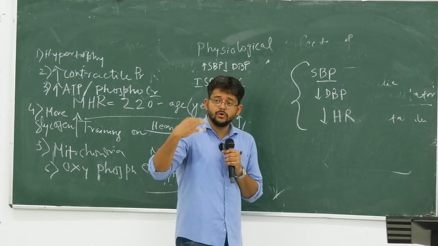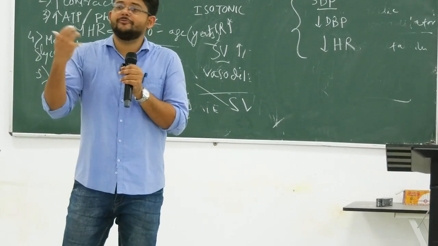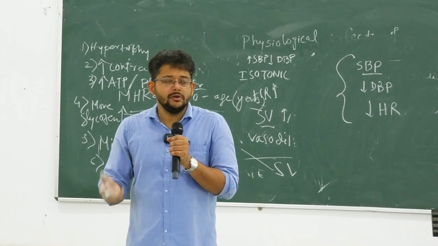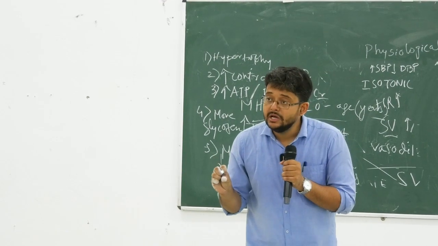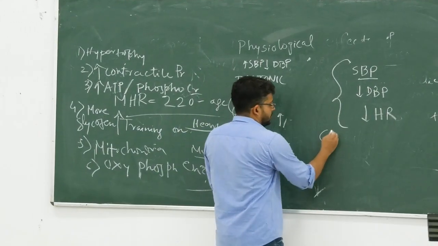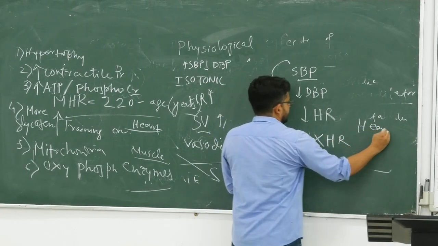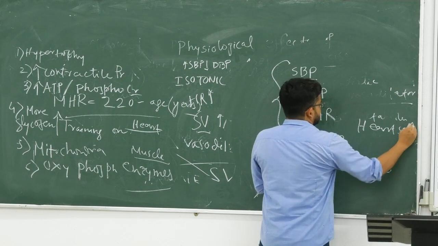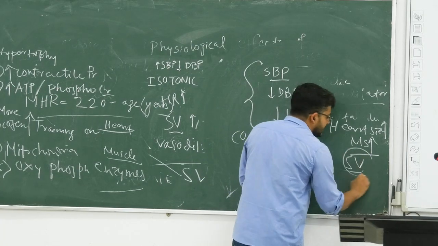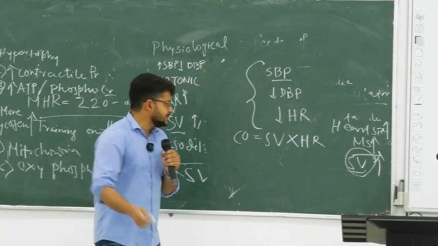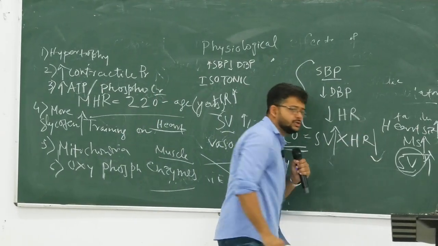Heart size will increase. With long term training, heart size will increase because heart is also a muscle and muscular hypertrophy will happen in heart. So if muscle size in heart is increased, stroke volume will be increased. Cardiac output is equal to stroke volume into heart rate. Muscle amount is increasing, so stroke volume is increasing. As stroke volume is increasing, for the same cardiac output, a lower heart rate is okay.